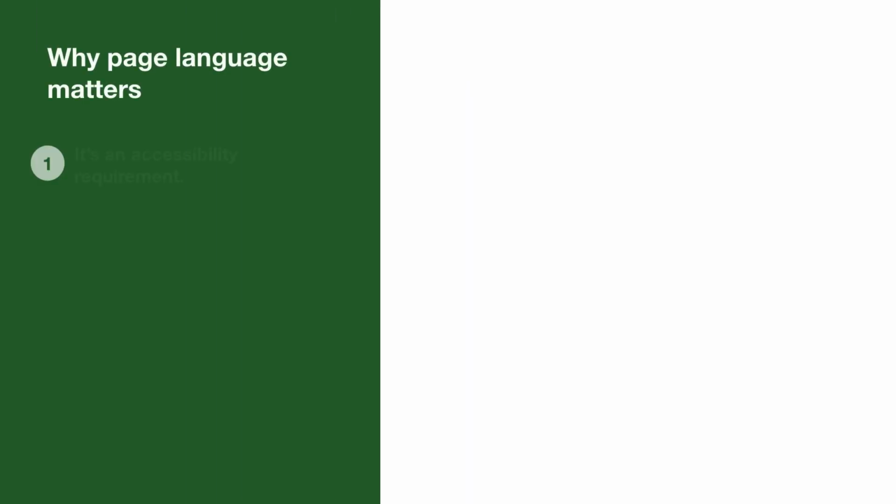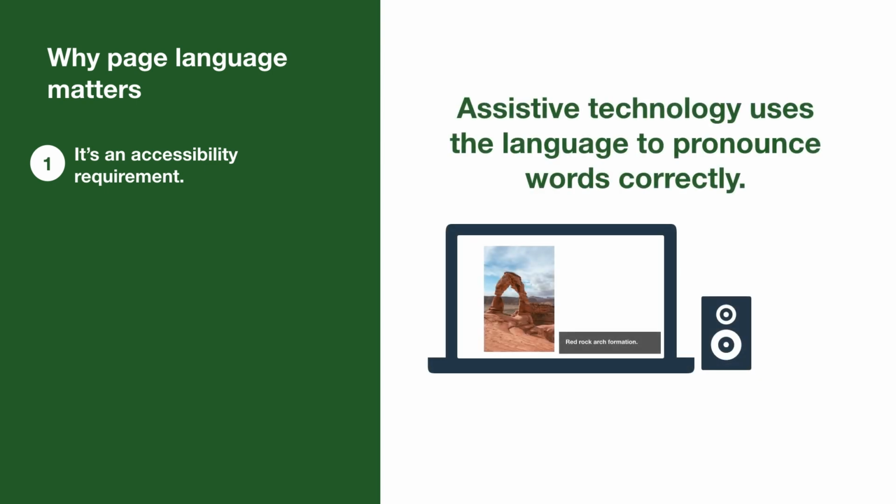First, it's an accessibility requirement. The reason it's so important for accessibility is assistive technologies like screen readers use the language to determine how to pronounce text. For example, a screen reader set to English will pronounce words differently than one set to Spanish.